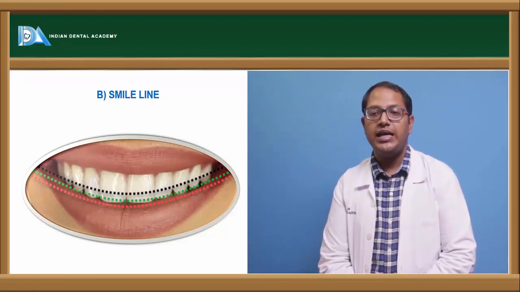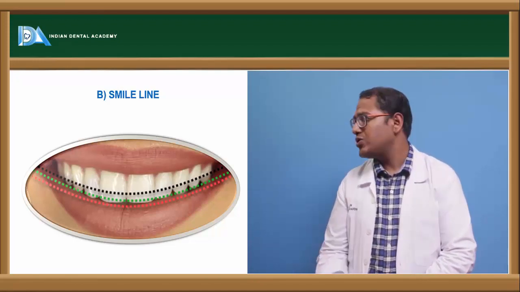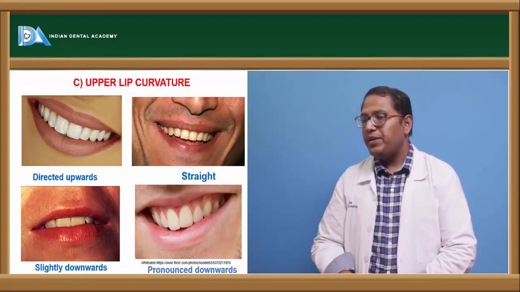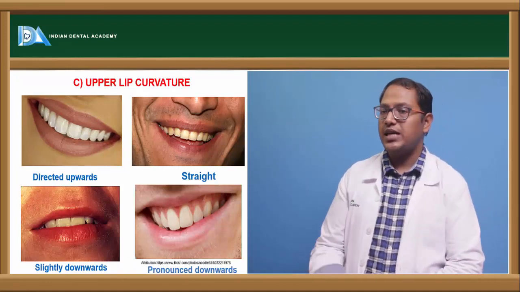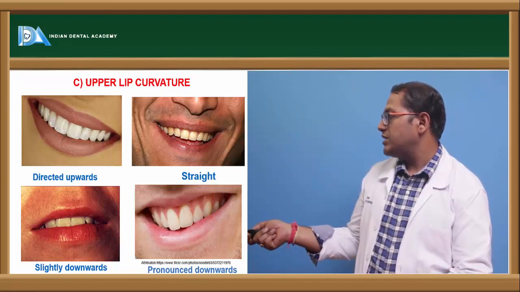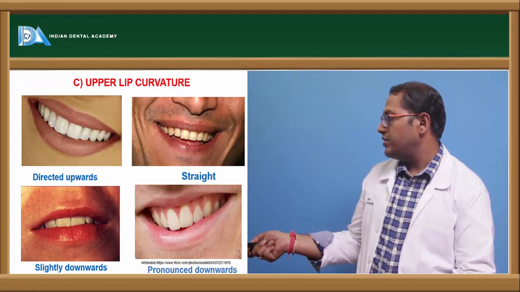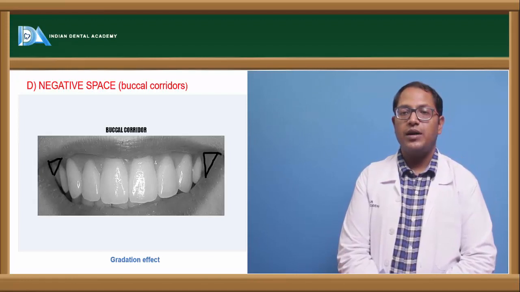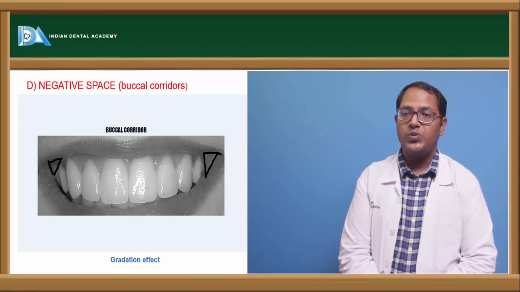So a feminine type of smile line and a masculine type of smile line are also different. A masculine smile line can be almost straight, whereas a feminine one has a very beautiful curved smile line. Coming to the upper lip curvatures, certain people have different types of upper lip curvature. Some have straight, like this is a straight. Some are directed upwards, some pronounced downwards, slightly downward, or this is almost straight. So these are the different kinds of upper lip curvatures which are present, and these will have an effect on the smile as well.